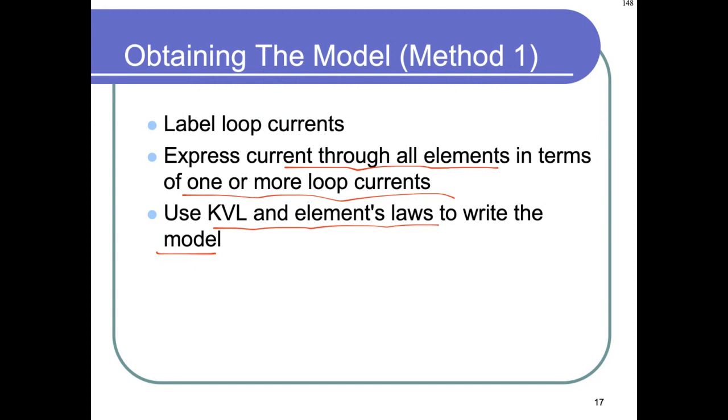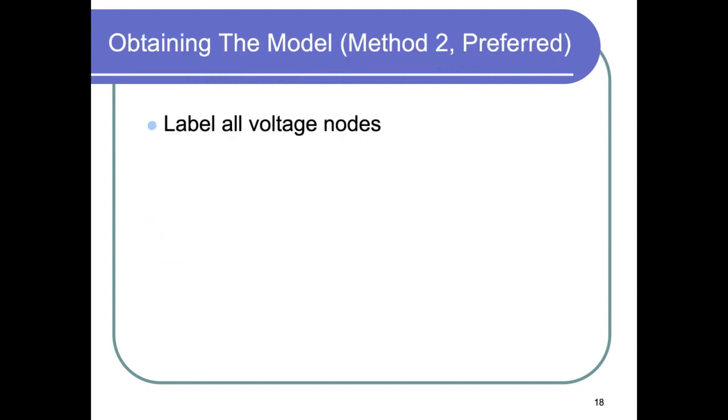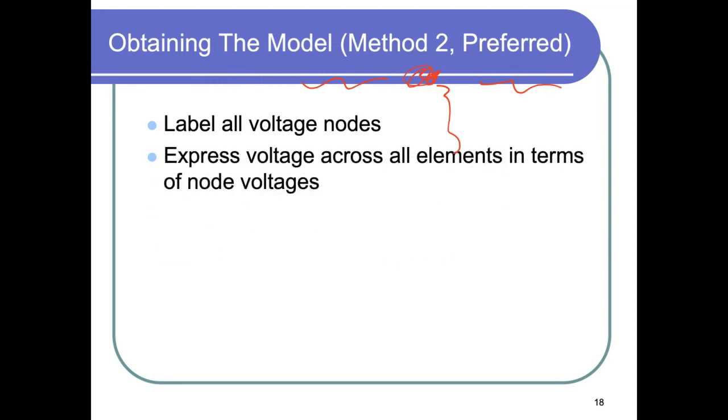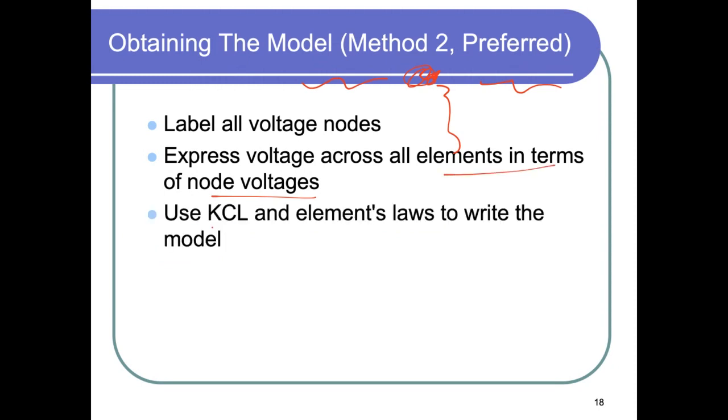The other method is to use KCL. How to do that is simply label all voltage nodes. So if I have some circuit with some elements, I might have some nodes, right? So I label the nodes, then express the voltage across all elements in terms of node voltages, and then use KCL and element laws to write the model. This is the third model in this course. I advise you to stick to it.